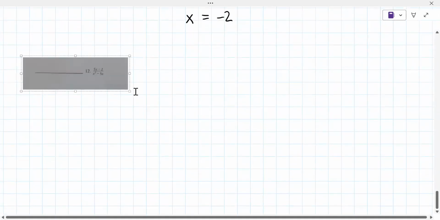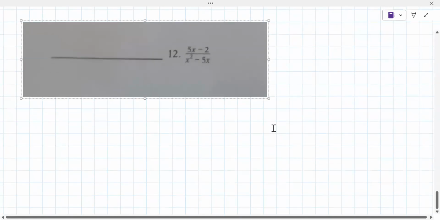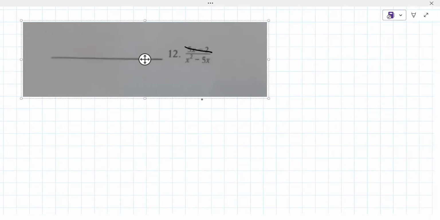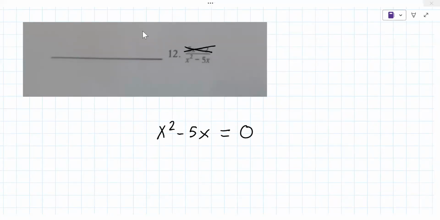So the next problem is the same recipe, same steps. Again, you ignore the top. You just look at the bottom. In fact, you set it equal to 0, just like we did in the previous problem. Now I want you to look back at problem 5, and I want you to factor this on the left here. This is very similar to what we did in 5.